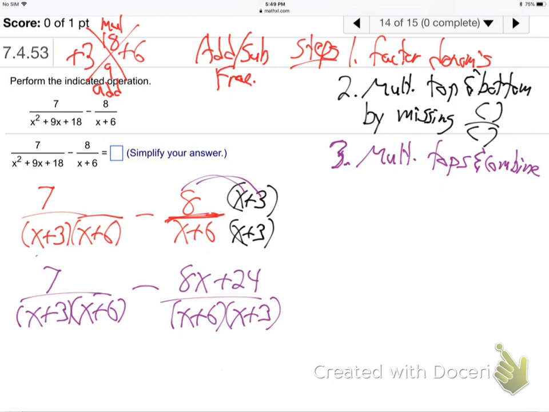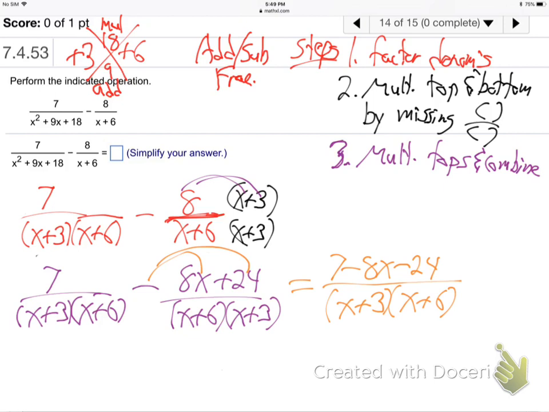And now we have to combine them into one fraction, and when we do, they have the same denominator, so we can combine them into one. 7, and then this minus, remember, it has to go to both. Minus 8x minus 24. And so does that, one final combination there, 7 minus 24, what's that? That's minus 8x minus something, 17, yeah, over x plus 3, x plus 6.